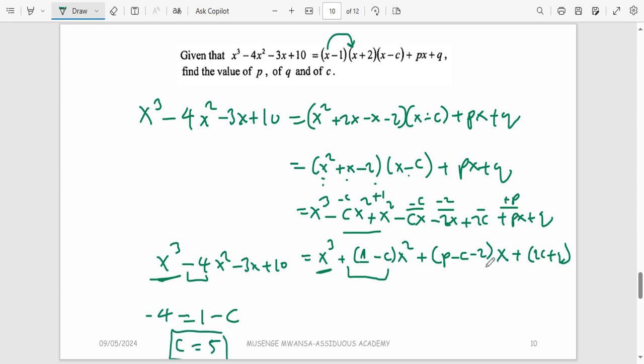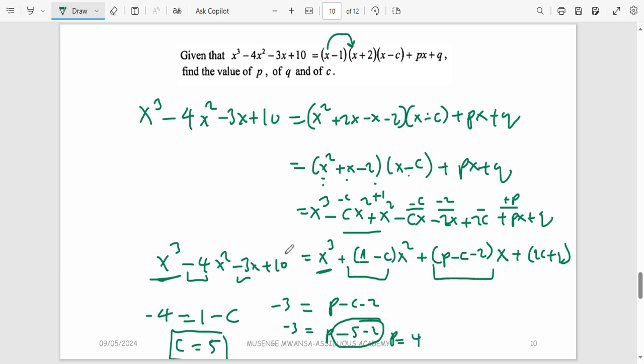And then go to the numbers in front of only x. Here it's negative 3. How about the other side, the number in front of x? It's p minus c minus 2. But you know what c is? It's 5, minus 2. So this is a negative 7. If you take it the other side, it becomes positive 7. 7 minus 3 is 4, so meaning that p is going to be equal to 4.